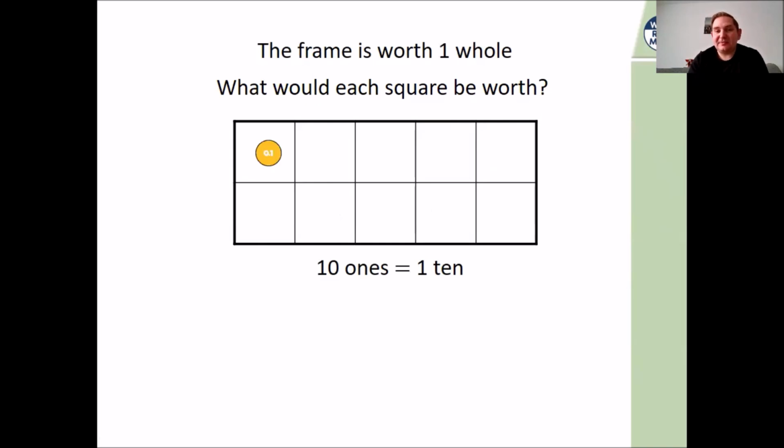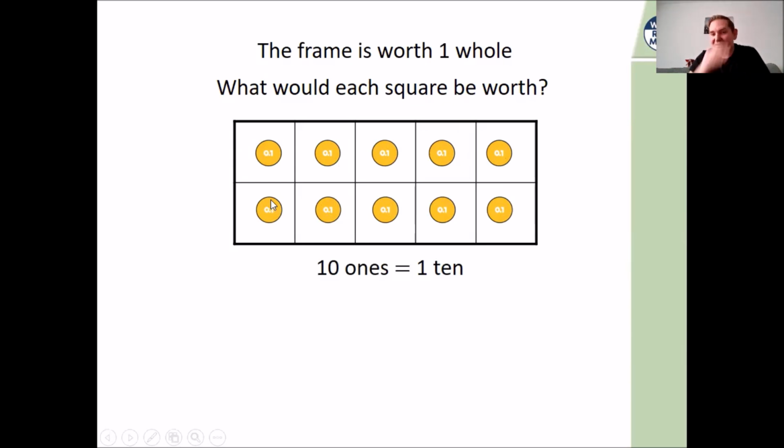Okay, so each square would be worth 0.1, because if you have 10 lots of 0.1, they would add up to 1. 0.1, 0.2, 0.3, 0.4, 0.5, 0.6, 0.7, 0.8, 0.9, and then when you get to 0.9, if you add one more on, you will need to push that number into the ones column, because you can't have more than 9 in any column. It then needs to be transferred over to the next column. So 10 tenths is worth one whole.